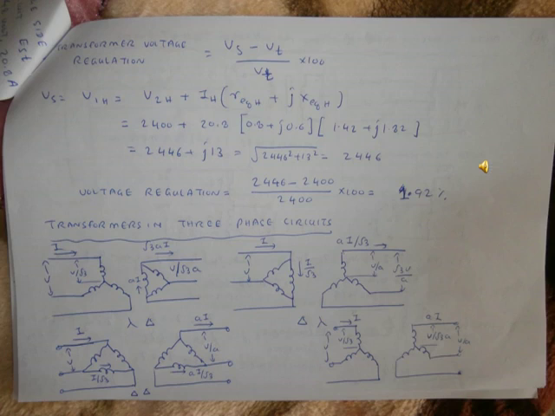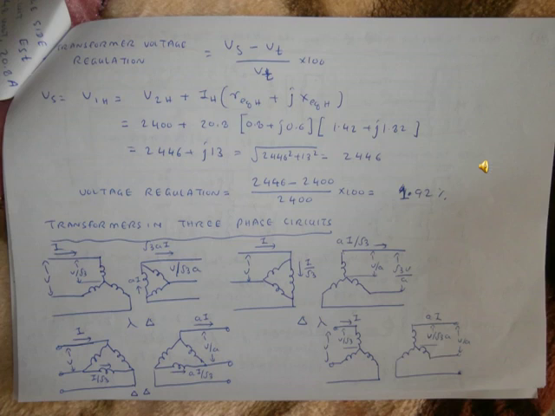The final one is the star connected transformer. In this case, the primary has line voltage V, the line current is I, and the phase voltage will be V by root 3. For the secondary, the phase voltage is V by root 3a, and the line voltage is V by a, and the line current will be aI. So those are transformers in the three phase: star delta, delta star, delta delta, and star star connections.